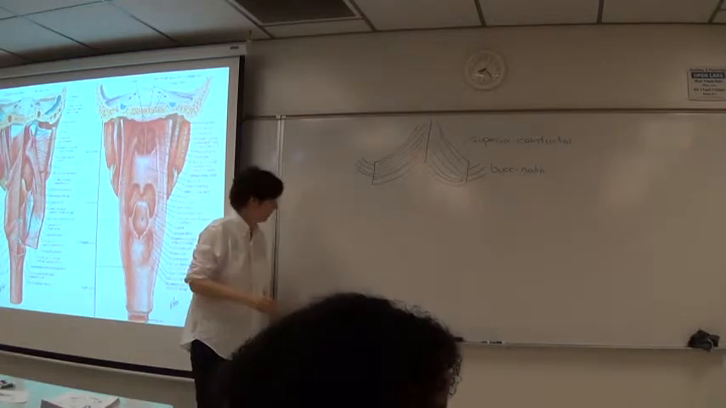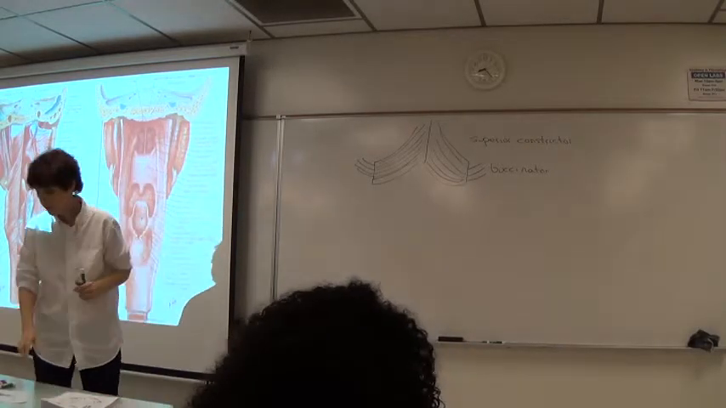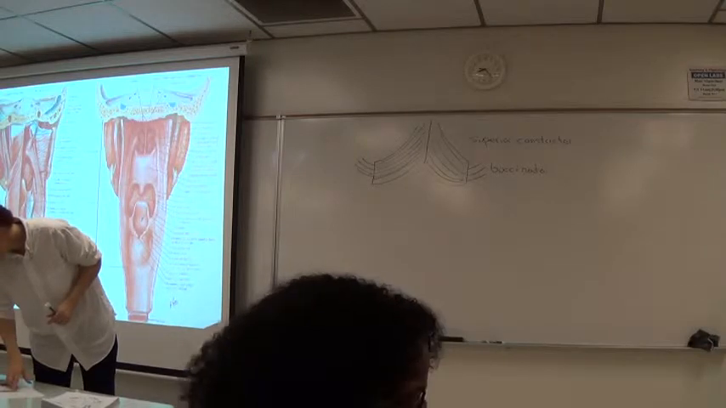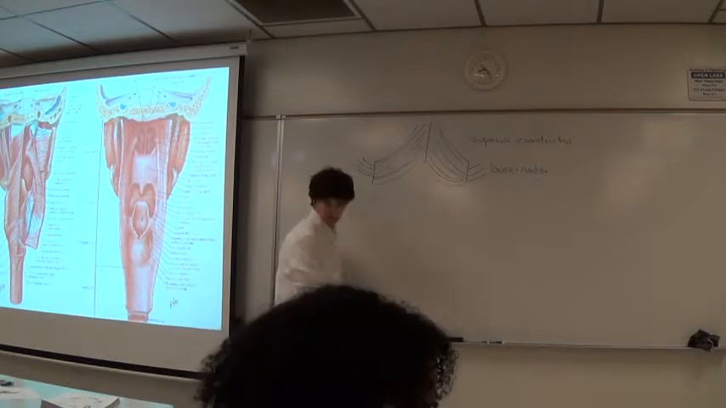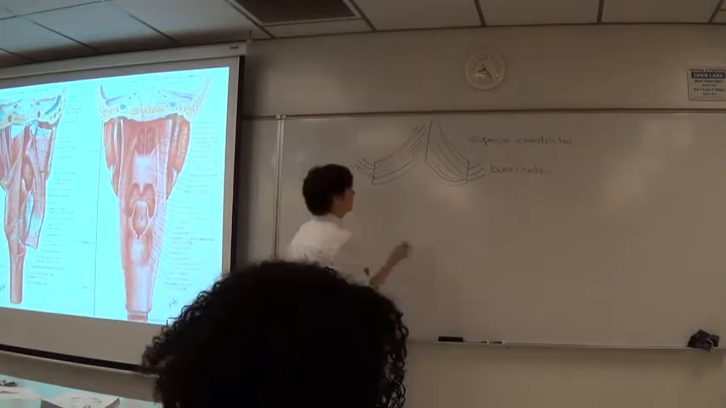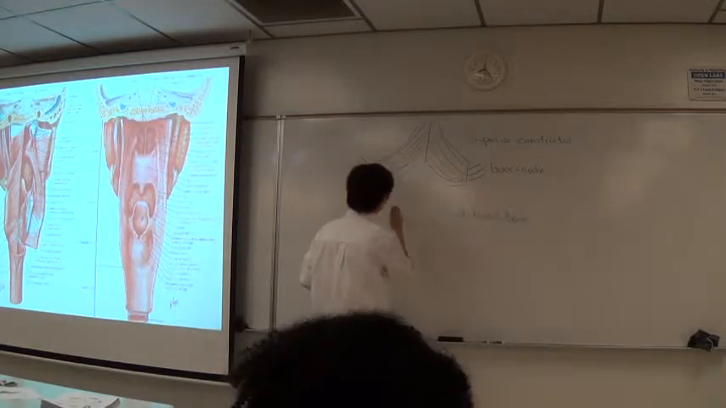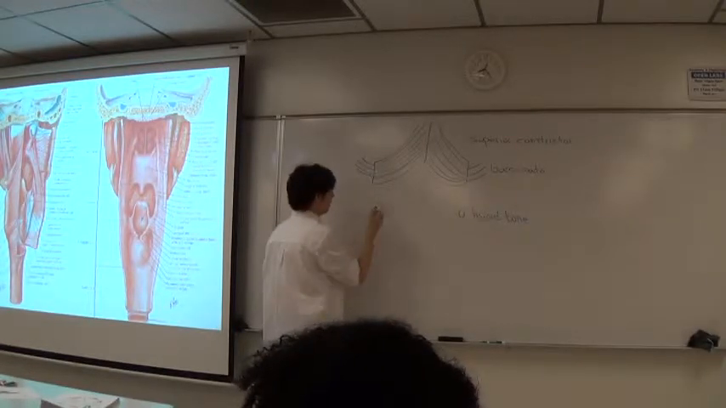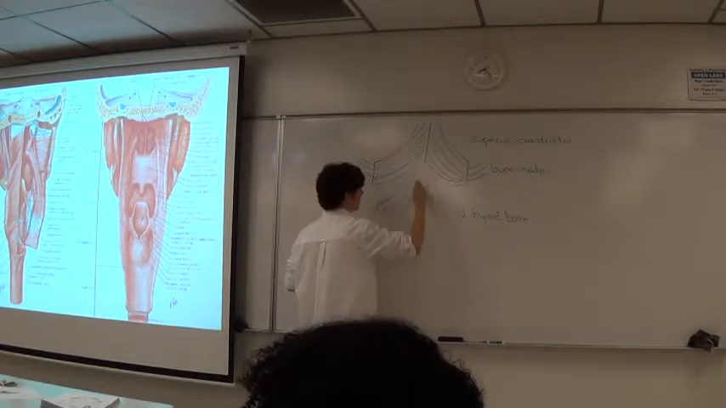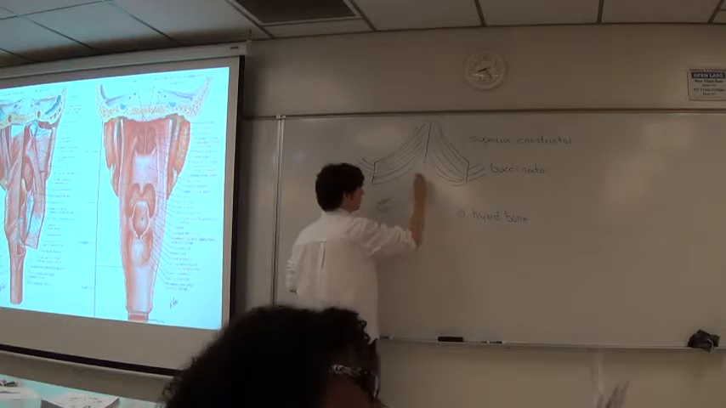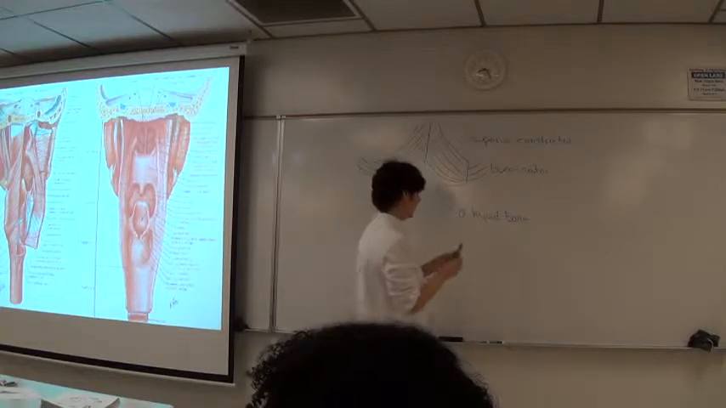And then we have the middle constrictor, and it's going to have its origin from the hyoid bone. So you can see that on page. It's almost like a Christmas tree. All right, so that would be middle constrictor.